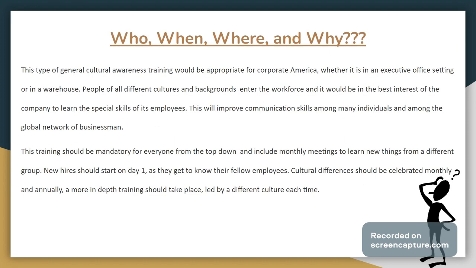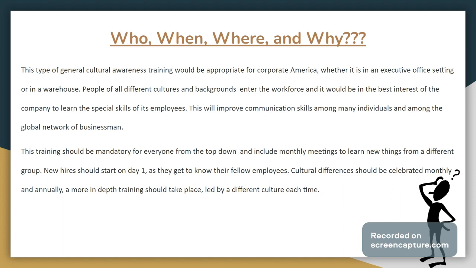Who, when, where, and why. This type of general cultural awareness training would be appropriate for corporate America, whether it's in an executive office or a warehouse. People of all different cultures and backgrounds enter the workforce, and it would be in the best interest of the company to learn the special skills of its employees. This will improve communication skills among many individuals and among the global network of businessmen.